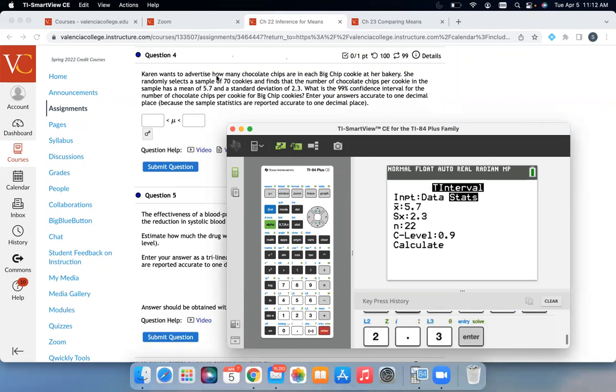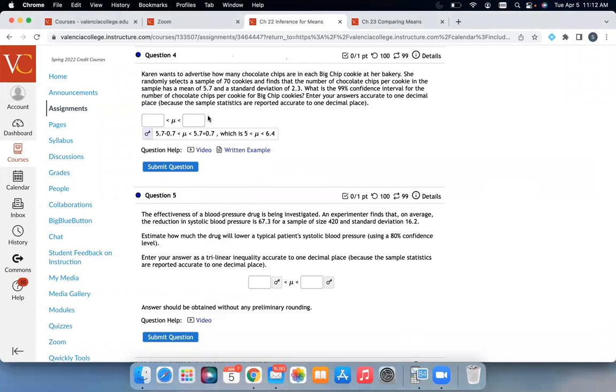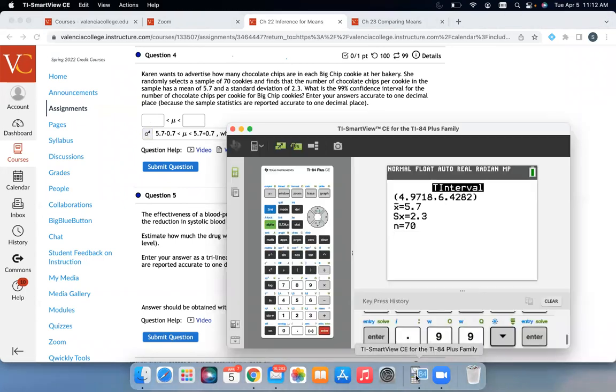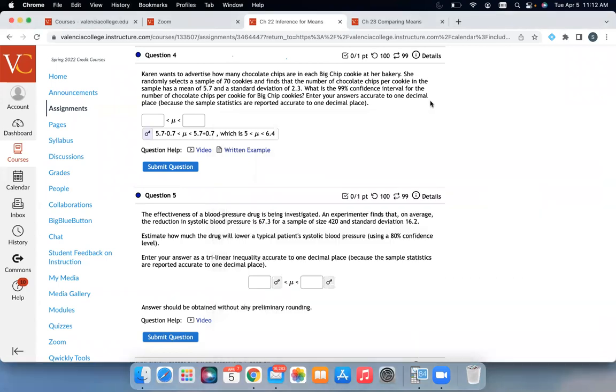Sample size, I got to be careful. Sometimes they'll give you the population size and the sample size just so you can check the conditions and make sure your sample is large enough. You got to be careful with that. But here they don't do that. They only give me the sample size 70, and then my confidence level 0.99. Hit calculate and we're done. That's the entire problem. So 5 to 6.4.